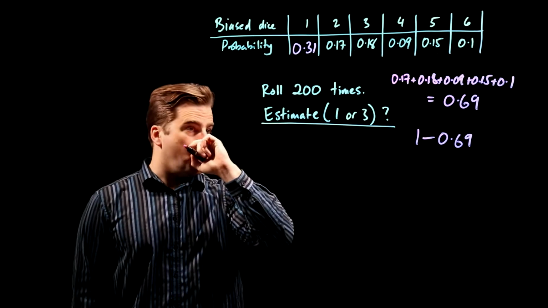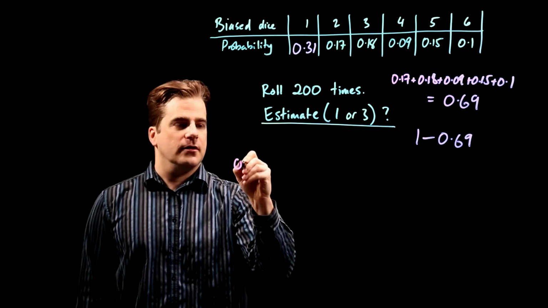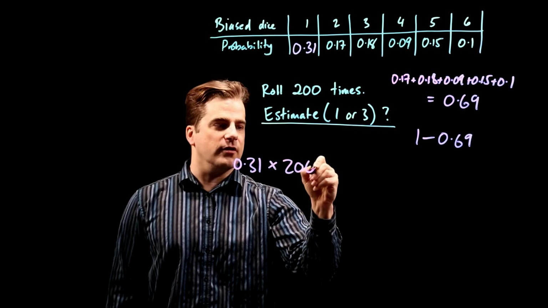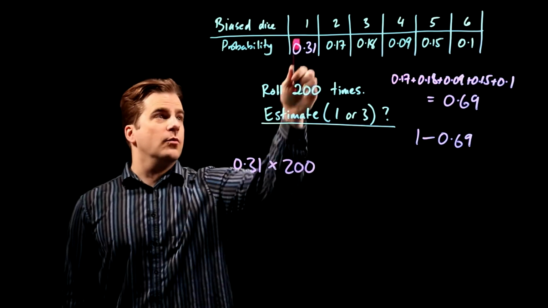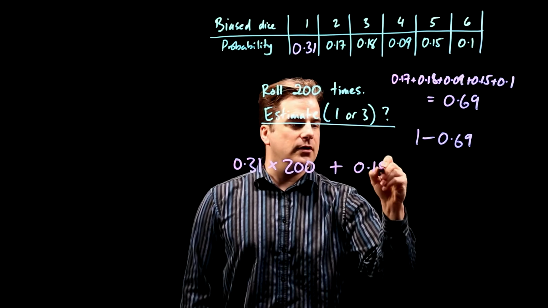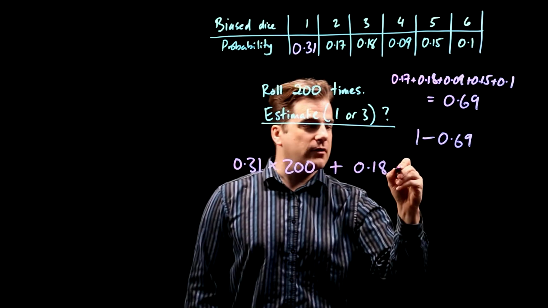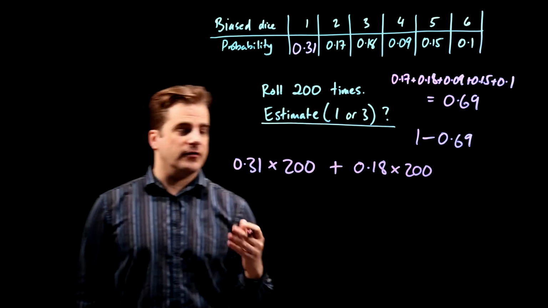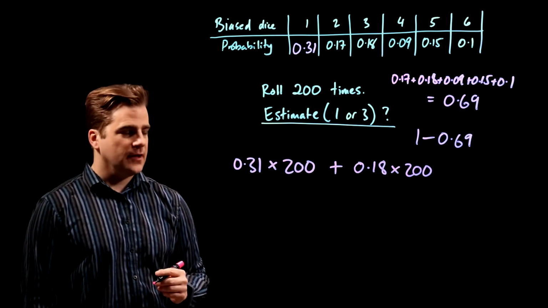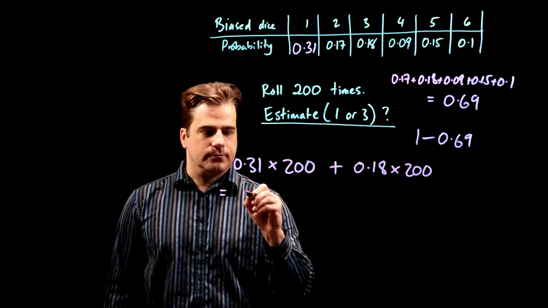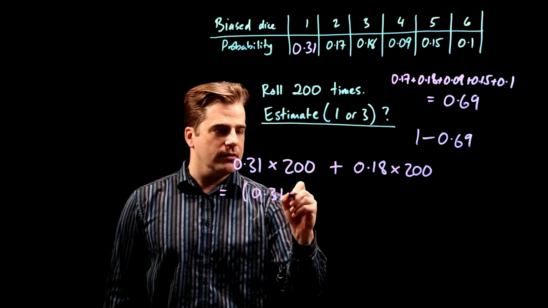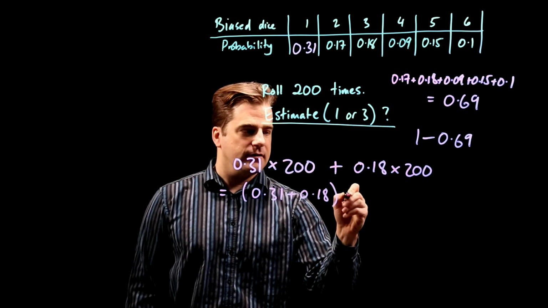Therefore, we're going to get 0.31 of the 200 being a 1, and we're going to get 0.18 of the 200 being a 3, okay? So that's the estimate. Let's take out a factor of 200, so it's 0.31 plus 0.18 times 200.